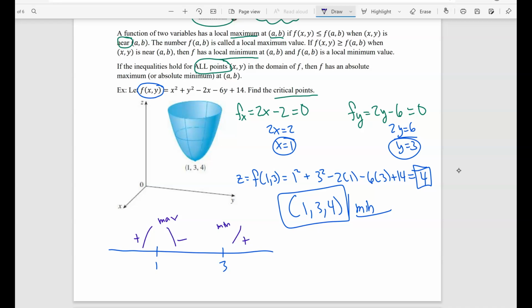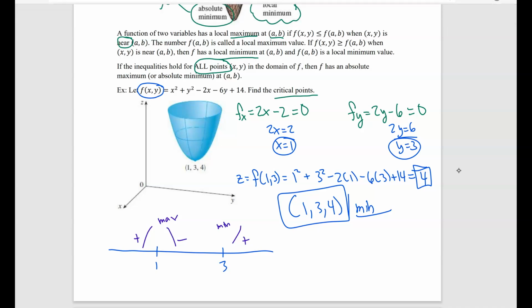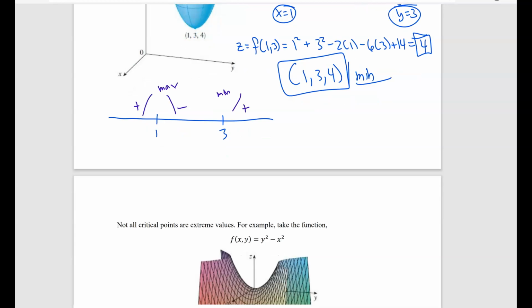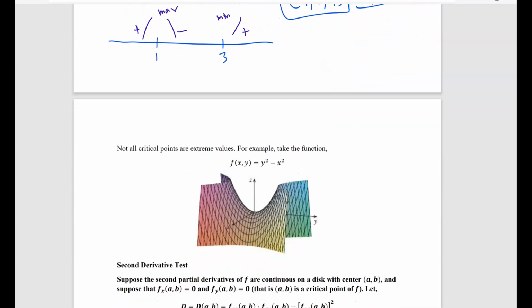Now, the problem here is that we have x and y, so maybe plugging in points isn't going to help us very well. That was the single variable calculus case. So how would we classify this point as a maximum or a minimum without having to graph it? It turns out that maximums and minimums are not the only types of points that we have. We also have some other weird shapes.